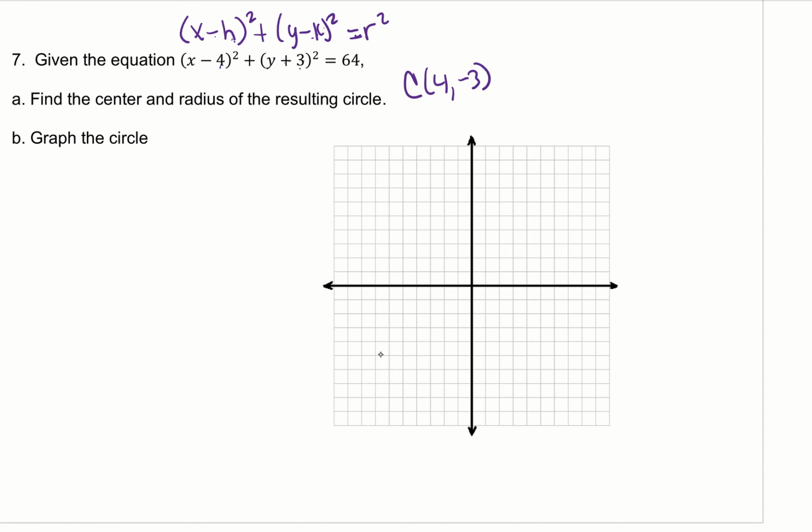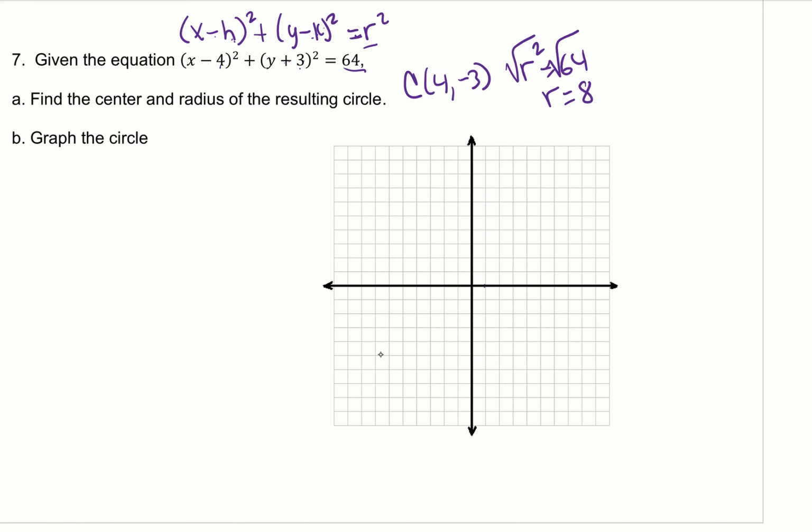Another way of looking at it is switch the signs in the equation. So if you see that this is a minus 4, then it's going to be a plus 4 in the center. And if this is a plus 3, it's going to be a minus 3 when you identify the center. And then the radius squared is 64, which means that you need to take the square root to get the radius. So the square root of 64 is 8. All right, so we got the center and radius. We should be able to graph it.